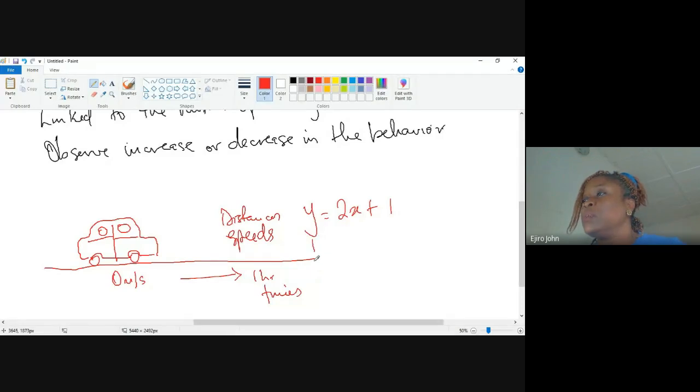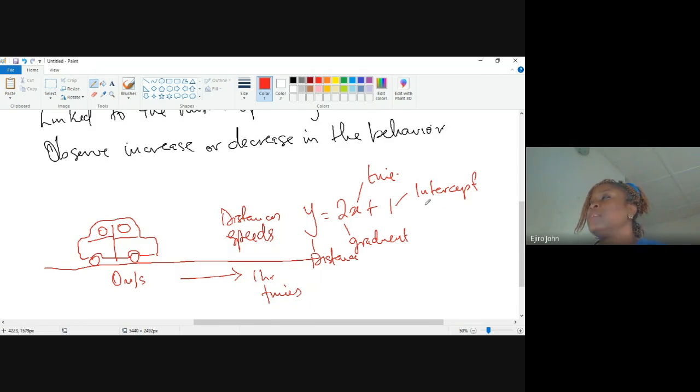y stands for the distance that the car has moved. 2 stands for the gradient, the slope, that's the increase. While x stands for what? Time. 1 stands for the intercept. What is intercept? Intercept is what distance the car was at time 0, when time is equal to what?